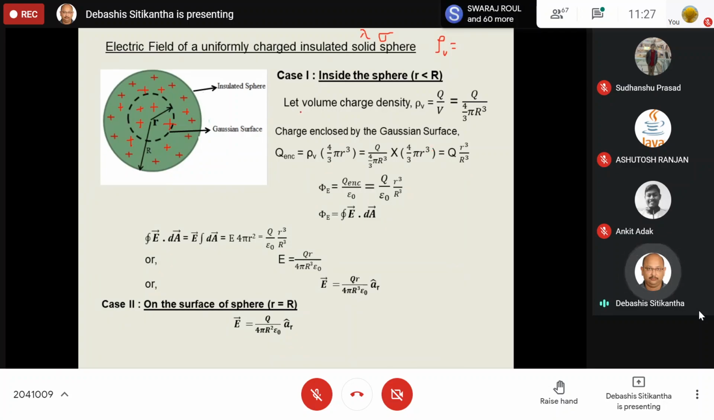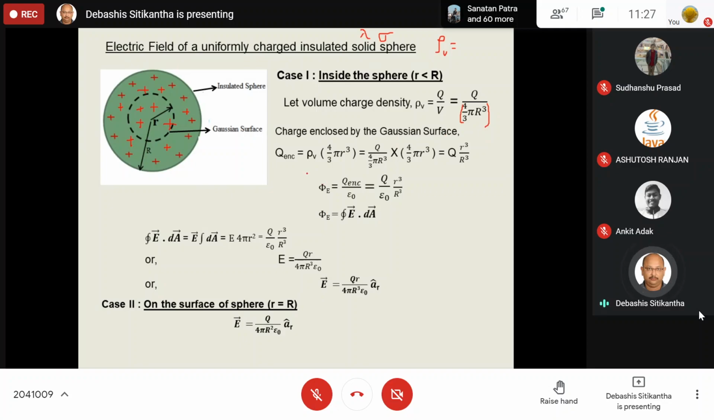Now, as you can see, rho V is equal to Q by V. What is V? V is nothing but the volume of the sphere with radius capital R. We all know from mathematics that the volume of a sphere is 4 by 3 pi R cube. Now, we are interested to find the charge enclosed by the Gaussian surface.